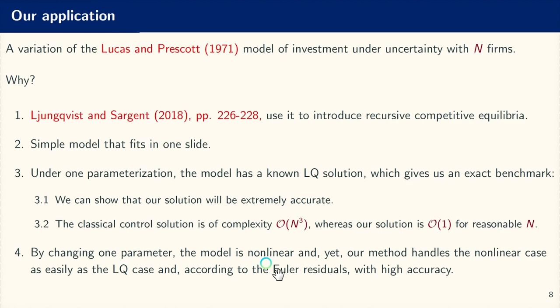So our application is going to be a variation of Lucas and Prescott's 1971 model of investment under uncertainty for N firms. Why? Four reasons. First, because if you go to Ljungqvist and Sargent 2018, perhaps the most popular textbook in graduate macro, on pages 226 to 228, the authors use this model by Lucas and Prescott to introduce recursive competitive equilibria.